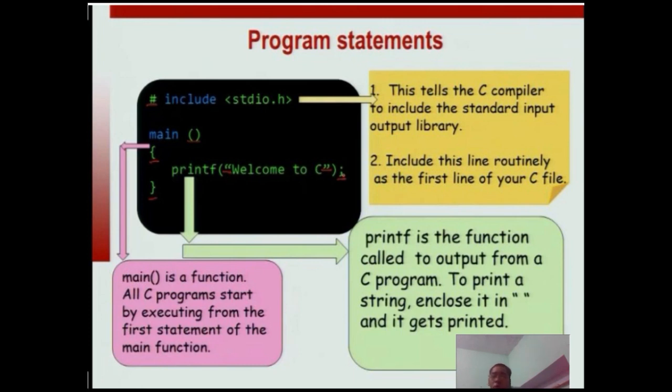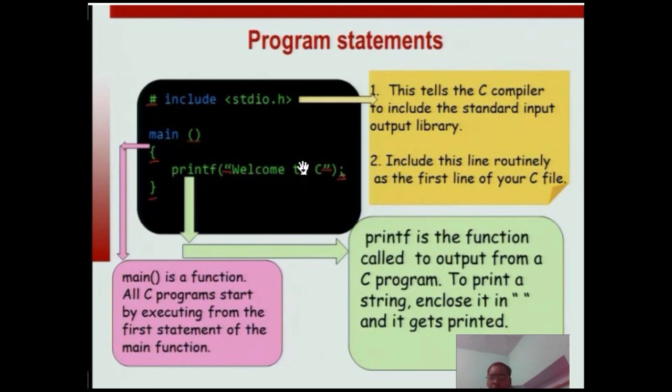Now if you look at the second line, we have a function called main. Again note the parentheses here, which are also a part of the syntax. So main is supposed to be a function. All C programs start by executing the main function, and it starts from the first statement of the main function. Here we can also see the main function. Now, what does the main function have? It has a single line which says printf welcome to C.